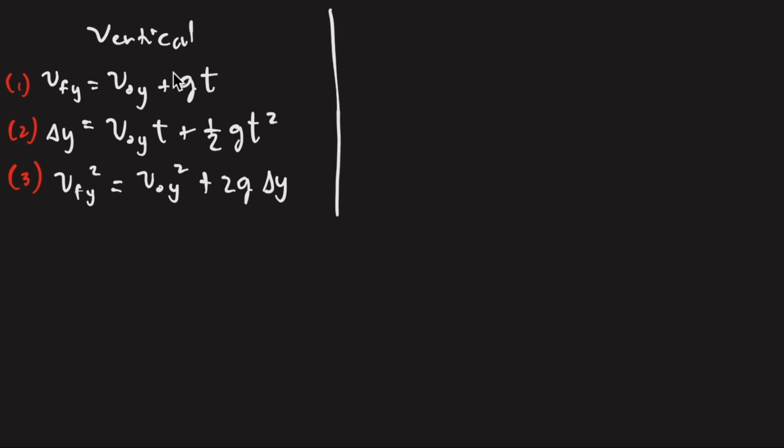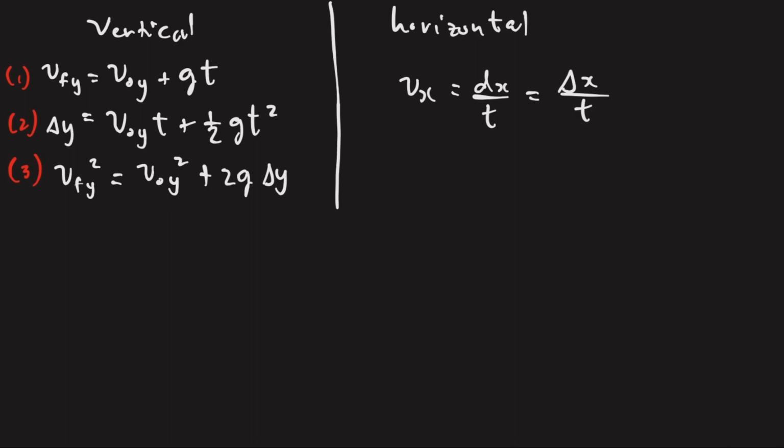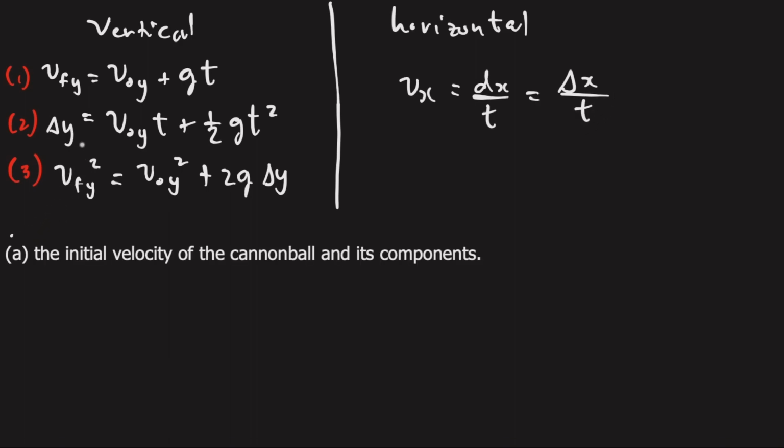So again, it involves g here, or the acceleration due to gravity, since acceleration due to gravity only acts on the vertical axis. Now for the horizontal, what we're gonna need is this equation. So vx is equal to d divided by t. So this time we can make it dx, or it can be also the same as delta x divided by time.